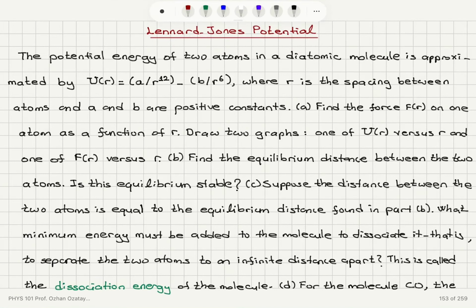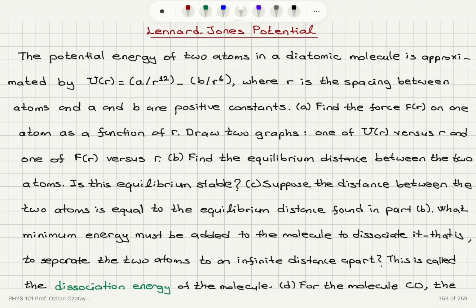Lennard-Jones potential. The potential energy of two atoms in a diatomic molecule is approximated by the potential energy as a function of R: U(R) = A divided by R to the power 12 minus B divided by R to the power 6, where R is the spacing between atoms and A and B are positive constants. Part A. Find the force F as a function of R on one atom.